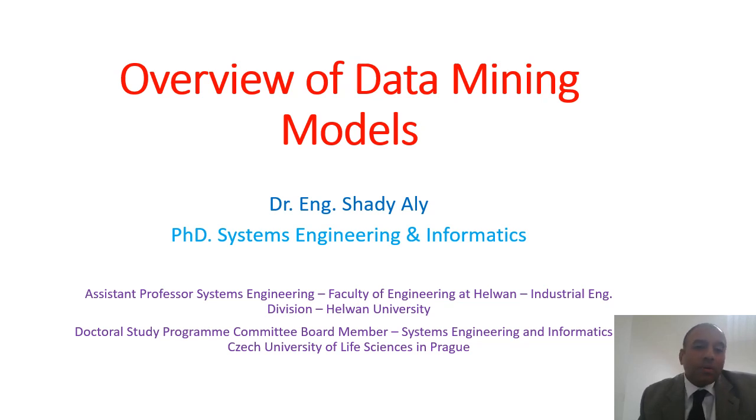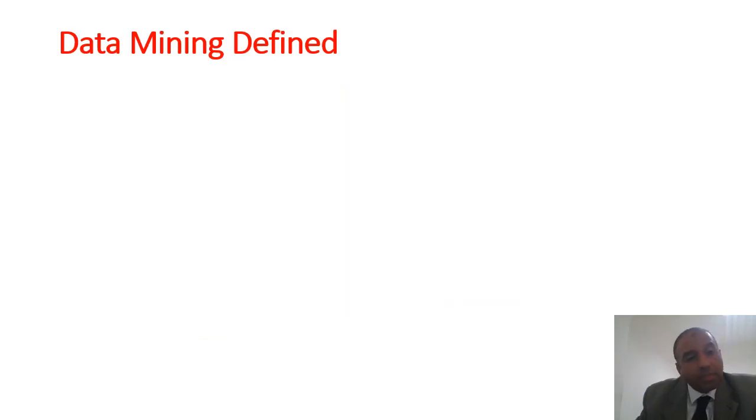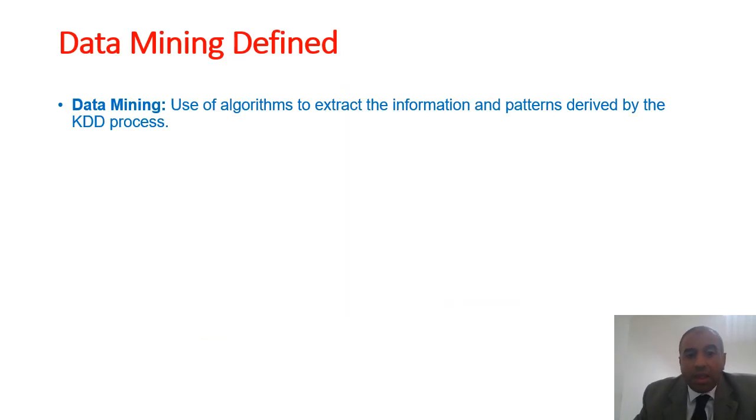Today we will talk about an overview of data mining models. Now let us define data mining. What's data mining? Data mining is actually part of a more complete process called knowledge discovery in databases. This process derives the information and patterns needed by the data mining. But what does data mining do? Data mining makes use of algorithms to extract the useful information and patterns. These patterns and information are originally derived by the KDD.